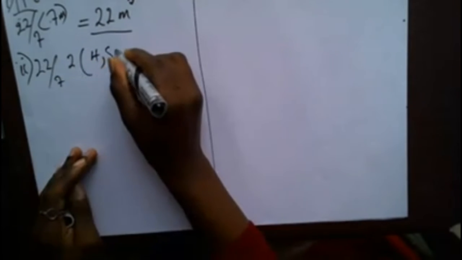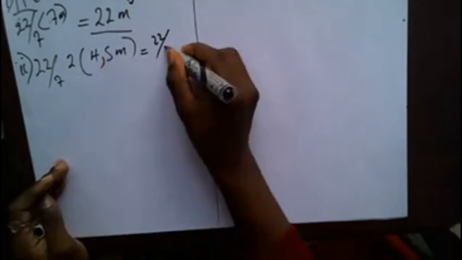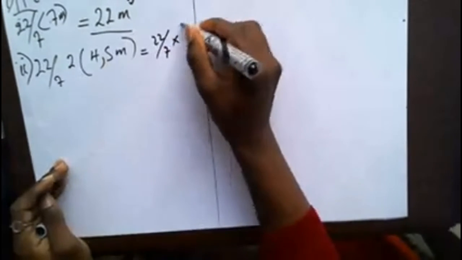The value for d that I'm going to use now is going to be 4.5. I'm going to use 4.5 for the diameter because we have increased it by 1 meter. So I will say 4.5 meters. So this is the same as 22 over 7 multiplied by 9 meters. Okay, so what is the value I have there?